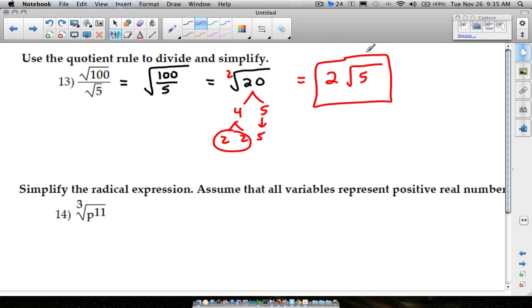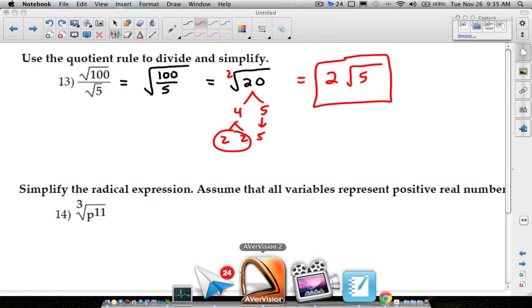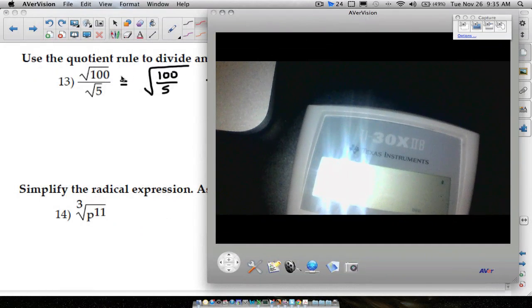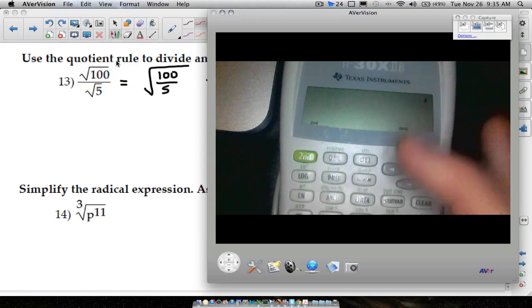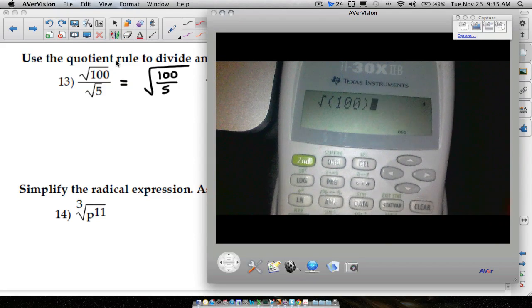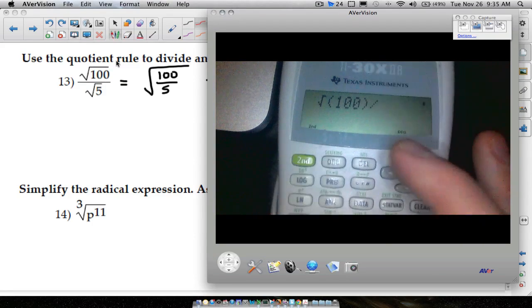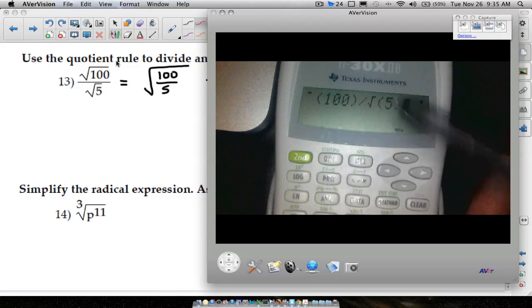And I tell you what, since we're making good progress on this review, I'm going to go to the calculator just to check and remind you, when you have a bunch of numbers flying around, it's a good idea to check your work if you have time. So let's take the square root of 100 and divide by the square root of 5. Now what I'm doing is I'm just typing in exactly what we had right here. And we get that right there, 4 point blah, blah, blah.